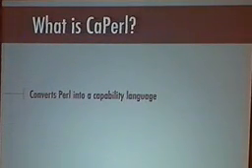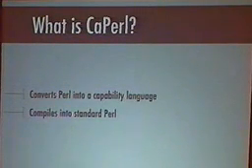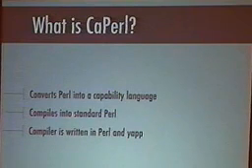Okay. So, as I said, Cperl turns Perl into a capability language. It compiles into standard Perl. The compiler is written in Perl, and YAP, which is yet another Perl parser, I think, along the lines of YAC, which is yet another compiler. Or is it yet another parser? I don't know. But anyway, it's one of these things that takes LR1 and converts it into Perl. So, yeah, you get a lot of Perl in this.